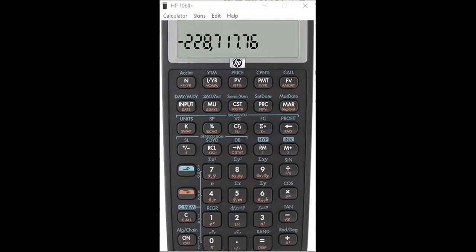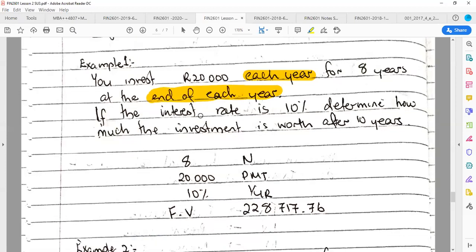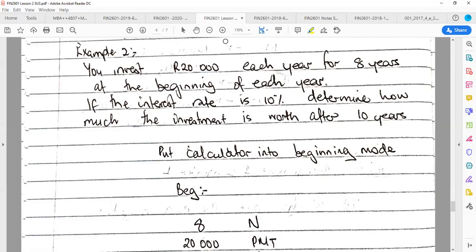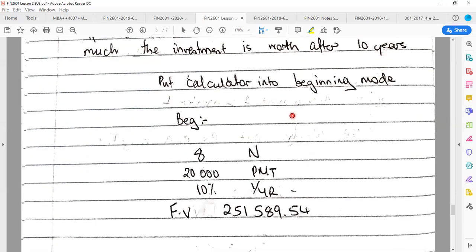But if you notice here, we said that the payments were occurring at the end of each year. Sometimes they can change the question slightly, like what I've put up. They might say that you invest 20,000 rand each year for 8 years, but you are now investing at the beginning of each year. Okay, so it's now different. If the interest rate is 10%, determine how much the investment is worth after 10 years. So if you're now making payments at the beginning of each year, you need to put your calculator into what we call the beginning mode. And then after putting the calculator into the beginning mode, you just repeat the calculation exactly the way that I did it. So let me just illustrate that to you.